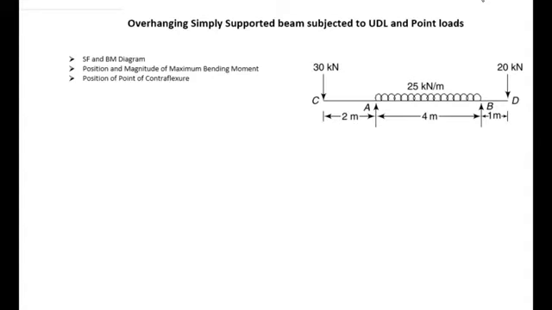Hello everyone, in this tutorial we will solve the numerical of an overhanging simply supported beam subjected to uniformly distributed load and point load. So this is an example of an overhanging beam. This beam overhangs both sides. In between the supports it carries a uniformly distributed load of 25 kilonewton per meter and 2 point loads: 30 kilonewton on the left hand side and 20 kilonewton on the right hand side.